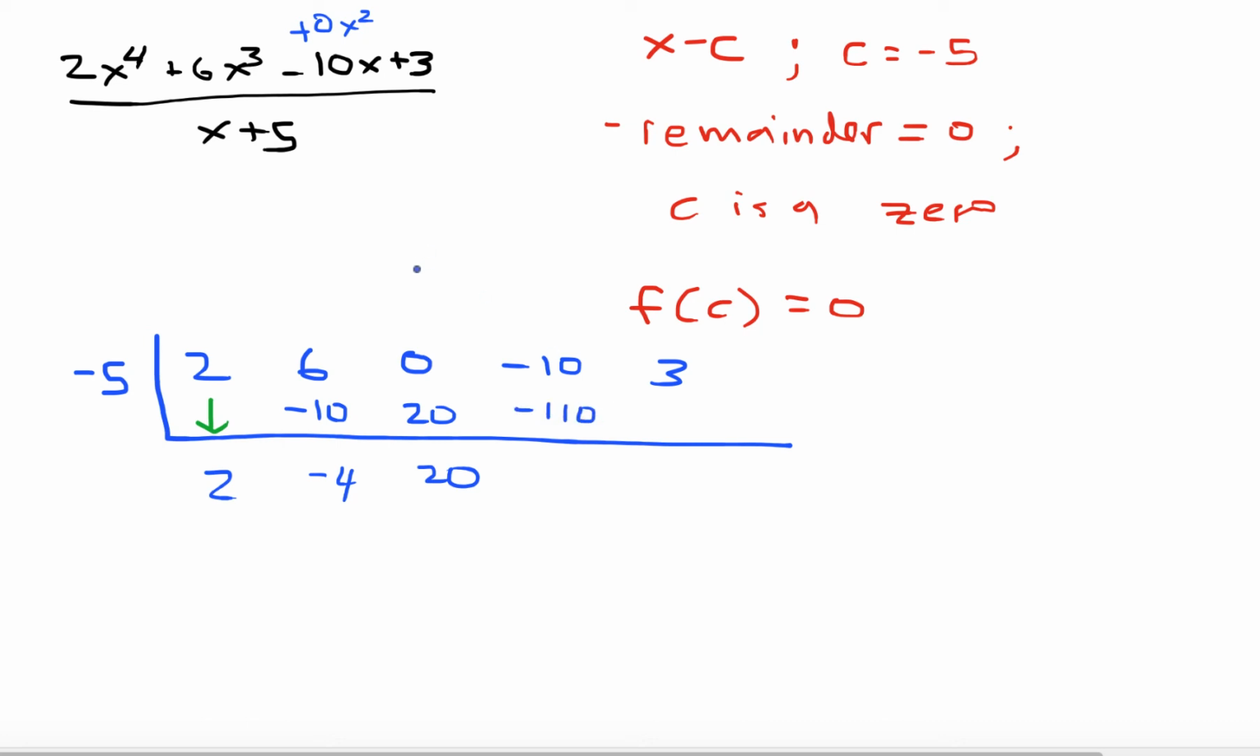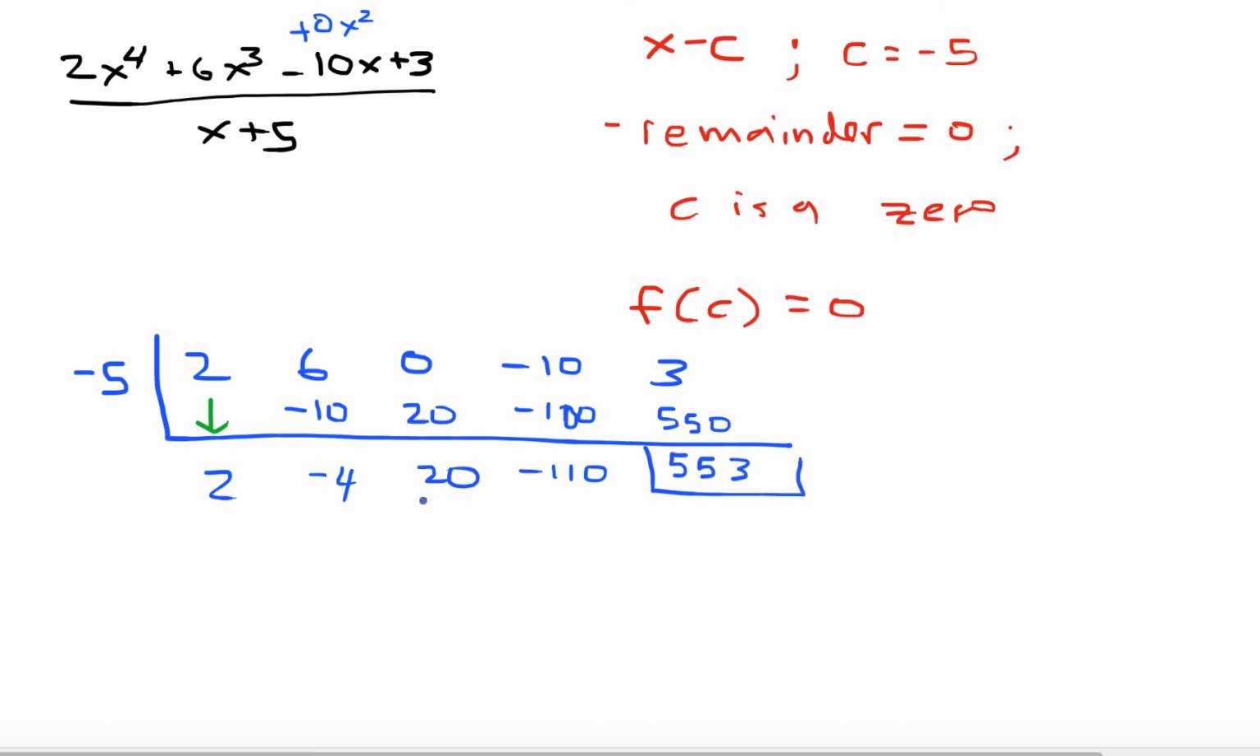20 times -5 is -100, I'm sorry, I was thinking ahead here. And then add these together to get -110. What happens when we multiply these together? -110 times -5 is +550. So when we add these together, what do we get? 553. This is the remainder.